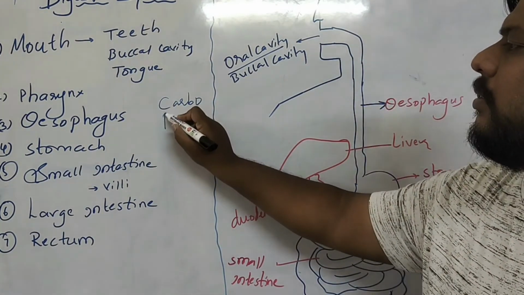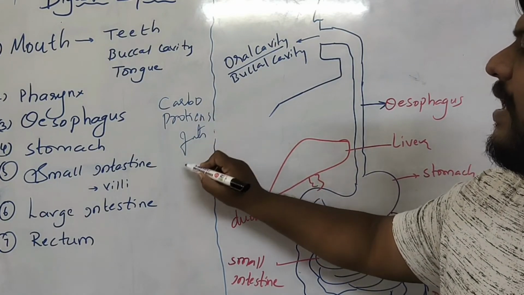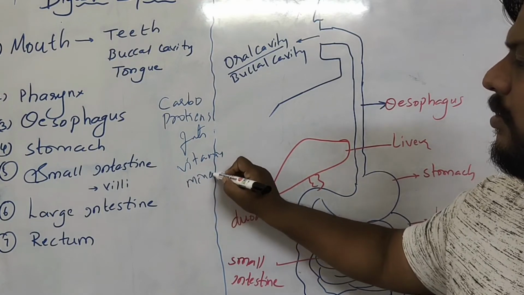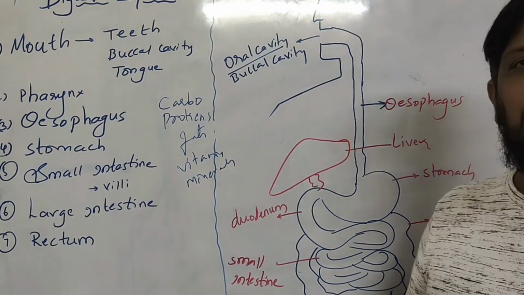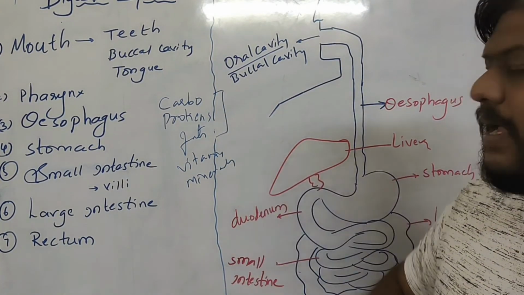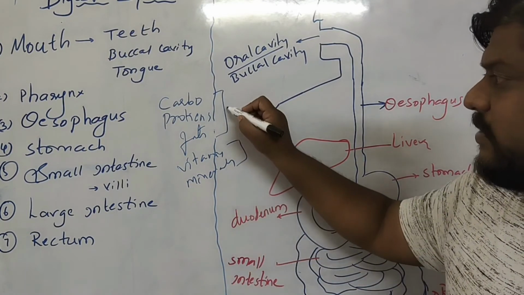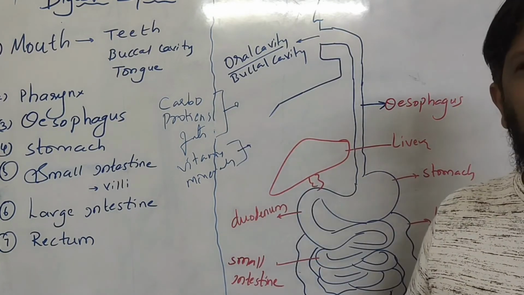Carbohydrates, proteins, fats, vitamins, minerals. So these are the 5 different nutrients which are there in our diet. These 3 are the major nutrients. These 2 are the minor nutrients. These we take in larger quantities. These we take in minute quantities.